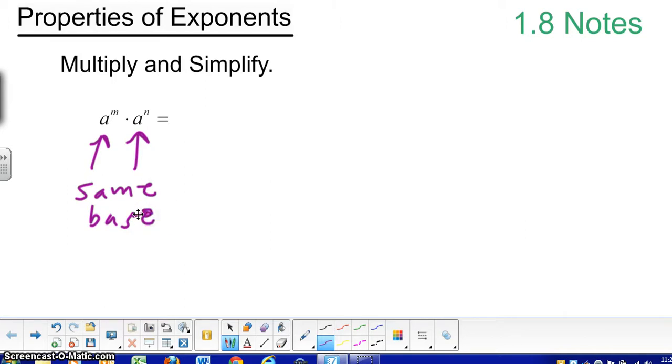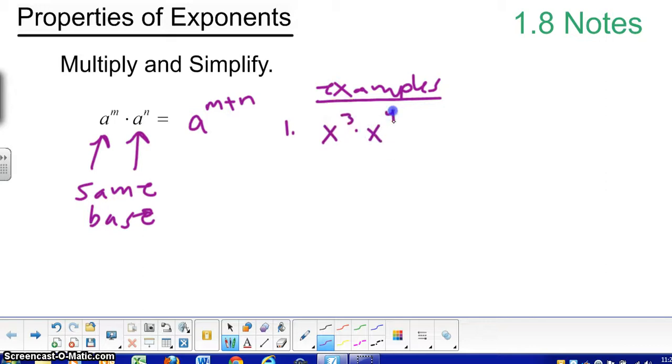When you do have the same base, you can add the exponents together. So it's going to look like this: a to the m plus n. Let's look at some examples. First, some pretty basic ones. Number 1, x to the third times x to the fourth. Since they have the same base, we can add those exponents together for an answer of x to the 7th.